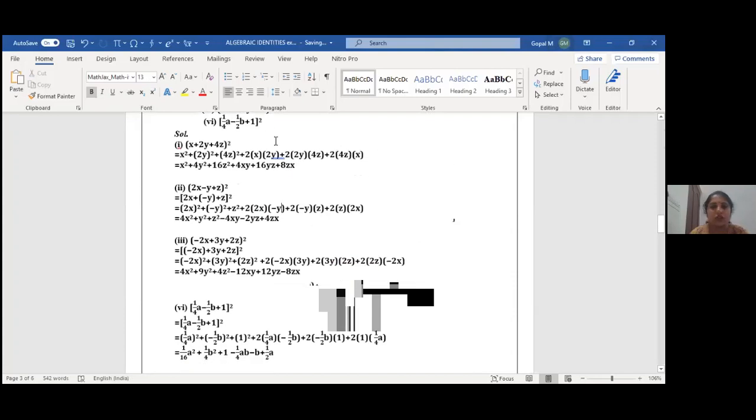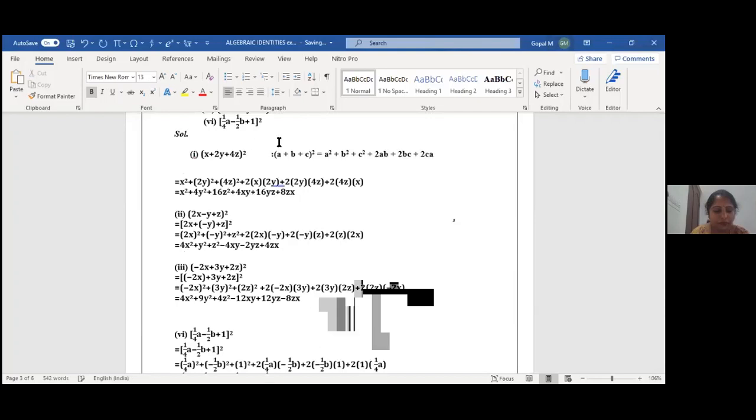Okay, first question. Here I'll apply the identity: (A plus B plus C) whole square is equal to A square plus B square plus C square plus 2AB plus 2BC plus 2CA. In the place of A, x is there. In the place of B, 2y is there. In the place of C, 4z is there. A square means x square. B square means (2y) whole square. C square means (4z) whole square.